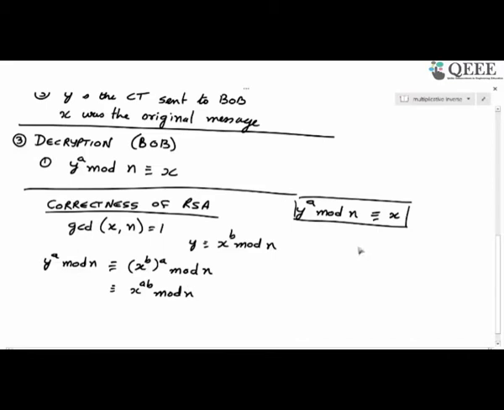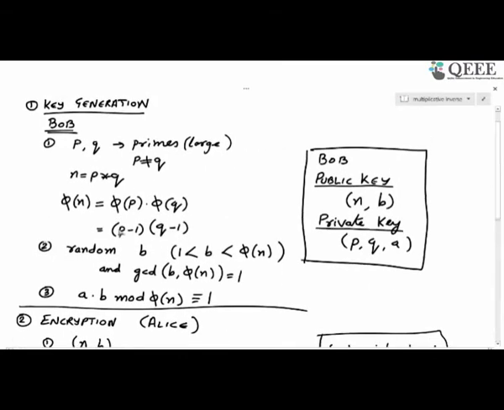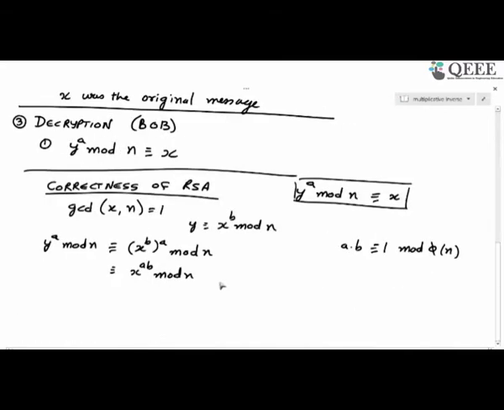Now recollect that a into b is congruent to 1 mod phi of n. Why? Because if you go back to the original way we created this key, we chose A, which is the inverse of B, using something like the extended Euclidean algorithm, such that A into B mod phi of n is congruent to 1. And when we see this equation, what we can say is that phi of n divides AB minus 1.